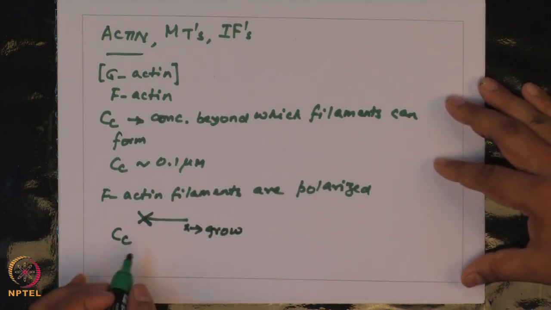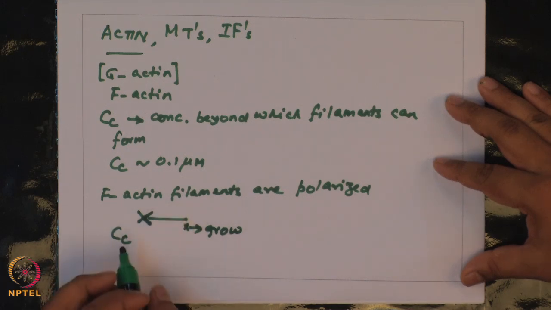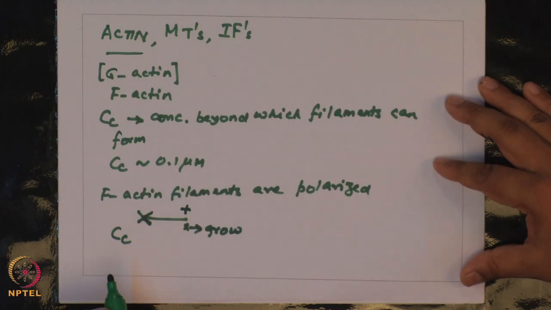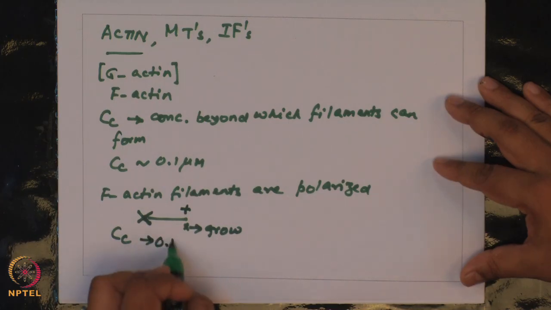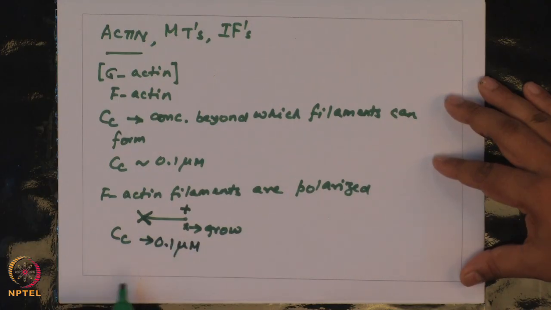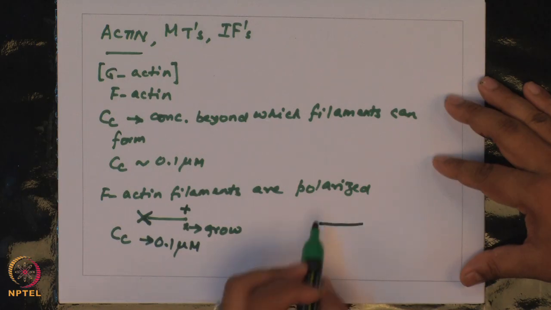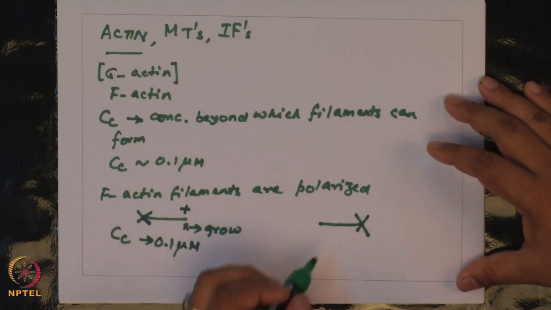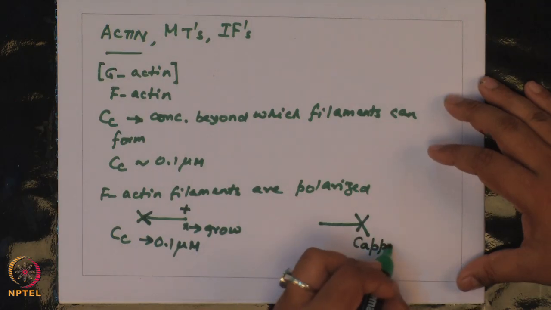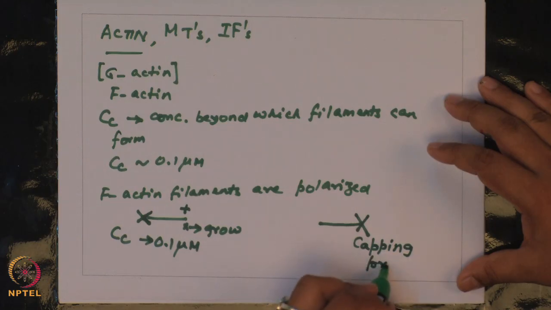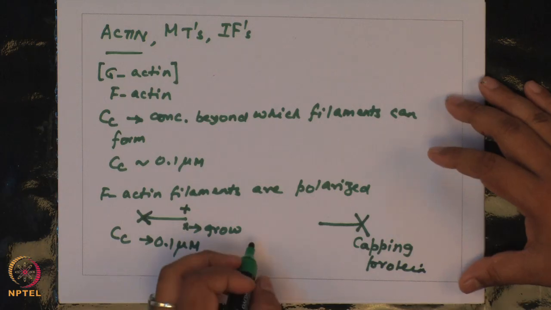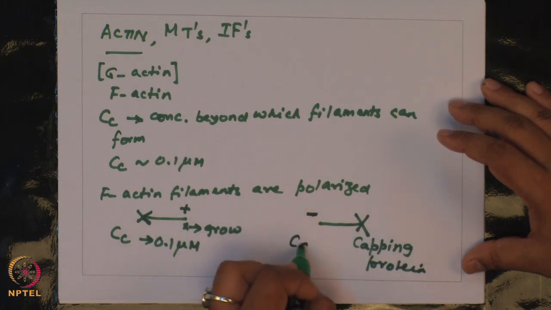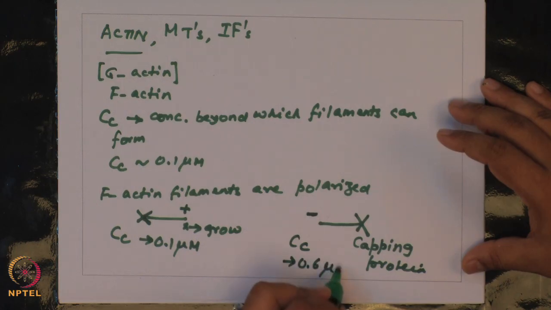One end typically grows faster. This is the plus end, or the barbed end, and its critical concentration is 0.1 micromolar. For the other end, if I similarly do an experiment in which I block the barbed end with a capping protein and see at what rate it grows, it turns out that for the minus end Cc is 0.6 micromolar.